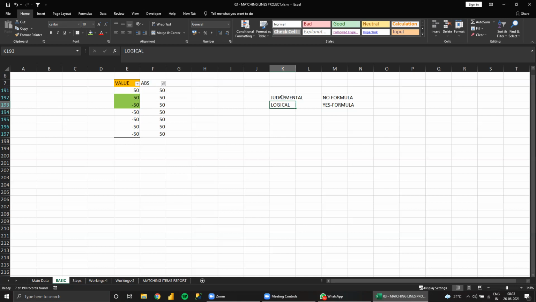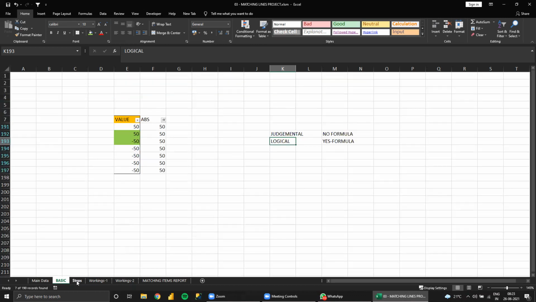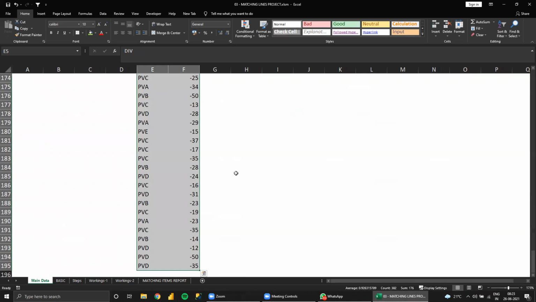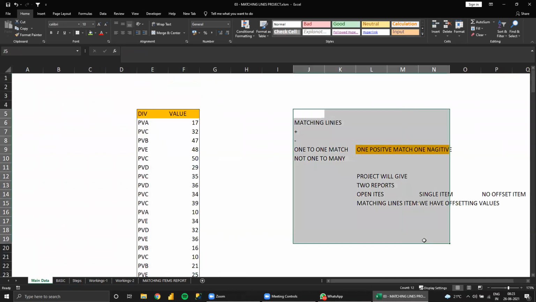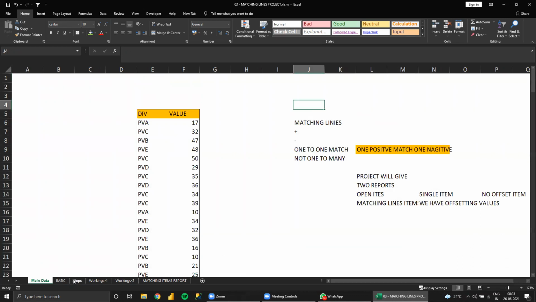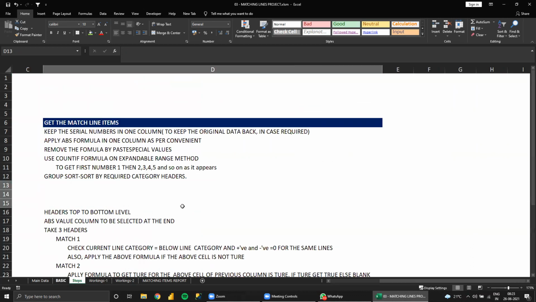Now you tell me, is formula important, or is thinking about logical, non-logical or judgment important? This is important. This is the conceptual part. That's what we discussed right at the beginning. So please, very, very clearly understand.